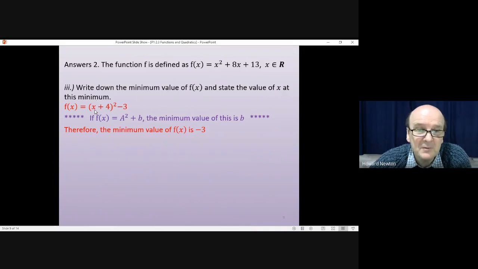Now they also ask us to state the value of x at this minimum. Well, that's the value of x that will make this bracket equal to 0. If x is minus 4, we'll have minus 4 plus 4. That's 0 squared. That's 0. That's as small as that gets. So the minimum value of the function is minus 3. That's the y value. That happens when x equals minus 4. Now what you've got there are the coordinates of the minimum point if you were drawing a graph. The coordinates would be minus 4, minus 3.